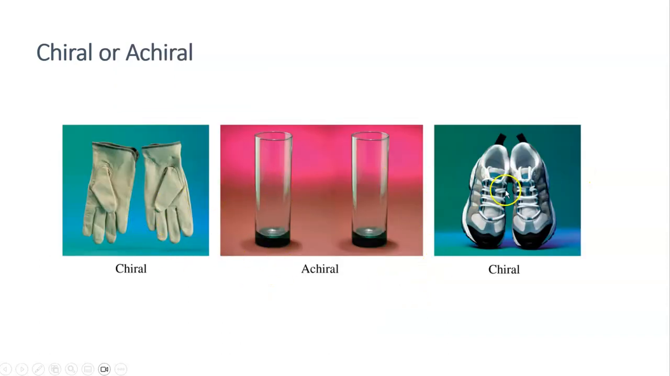Now, if we look at some other examples, as I mentioned before, these hand gloves are chiral because the mirror images are not aligning with each other. An empty glass will be achiral because its mirror image can be superimposed. And if you take a pair of shoes, those are chiral because they are not aligning with each other, or they cannot be superimposed. So this is how chirality and achirality can be identified.